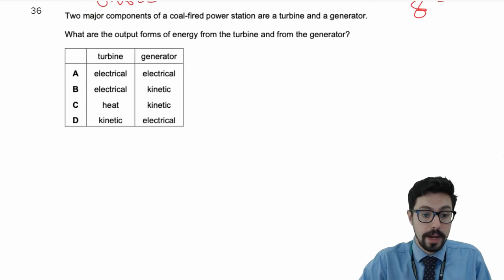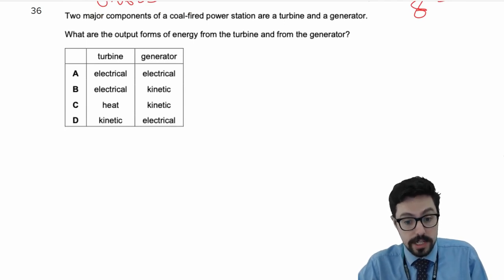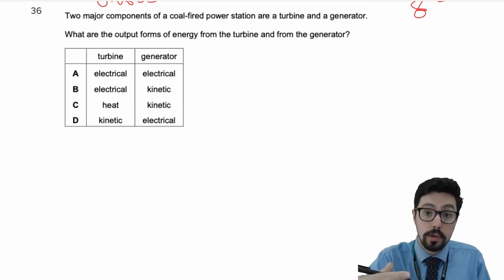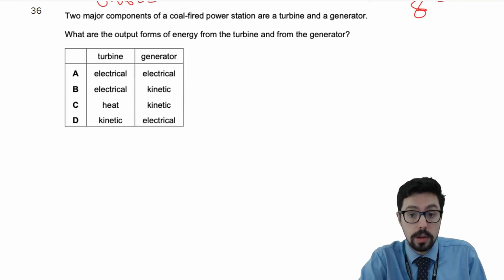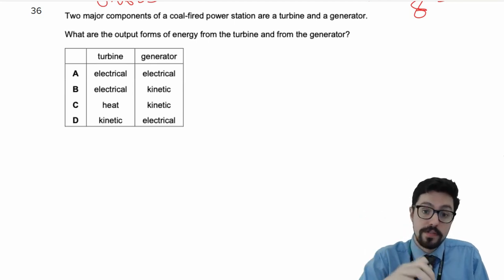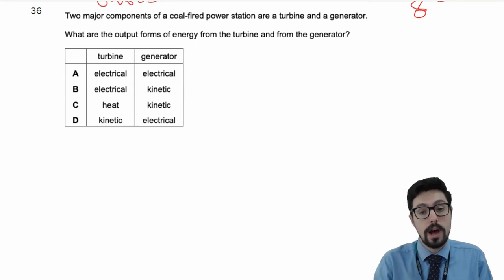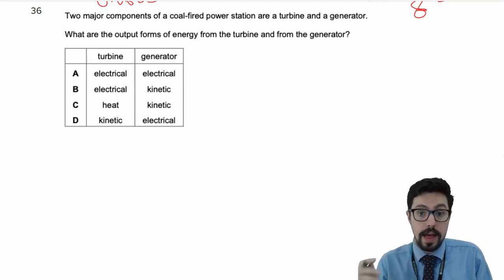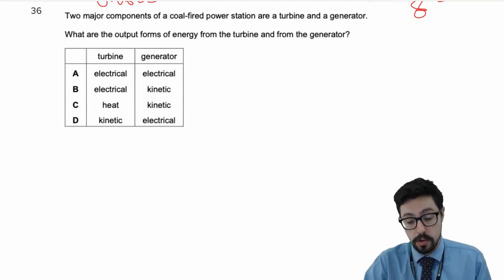Okay, question number 6. A coal-fired power station has a turbine and a generator. What are the output forms of energy? Well, in our coal-fired power station, we have a boiler with the coal, which heats up water, which evaporates to steam. The steam turns the turbine. The turbine powers the generator, and the generator sends out electrical energy, which we then use in our national grid.